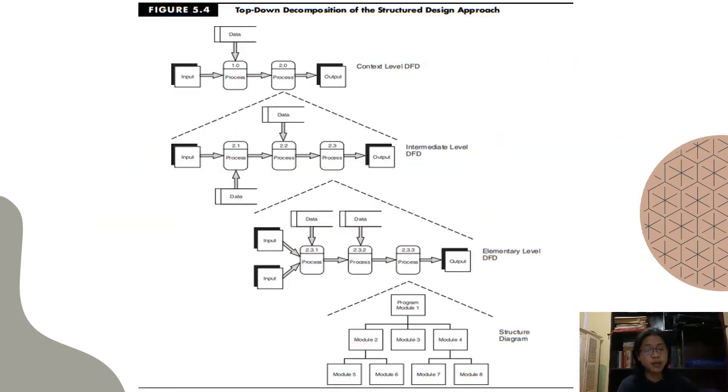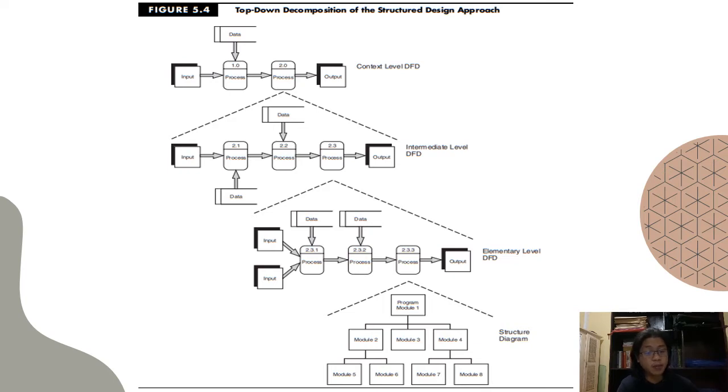As you can see here in this figure, it shows the use of data flow diagrams and a structure diagram to depict the top-down decomposition of a hypothetical business process. We can see from these diagrams how the systems designer follows a top-down approach. The designer starts with an abstract description of the system, and then through successive steps, the designer redefines this view to produce a more detailed description.